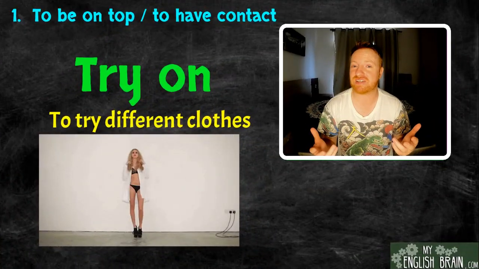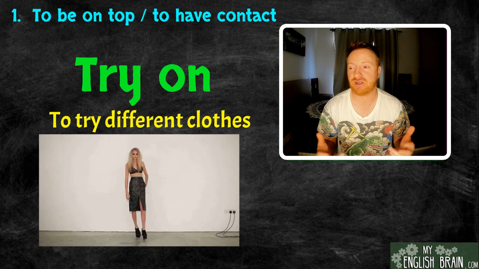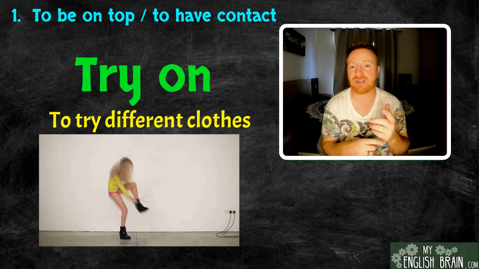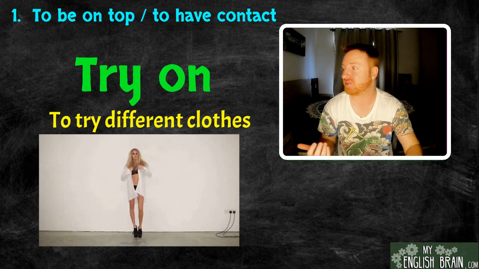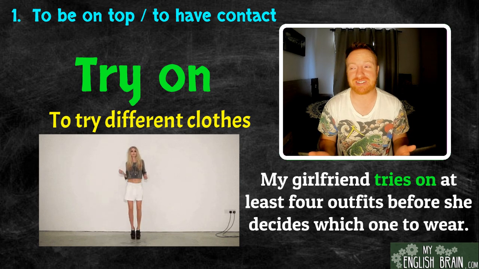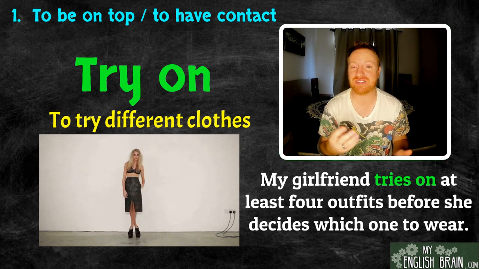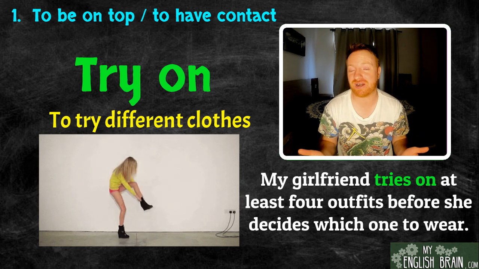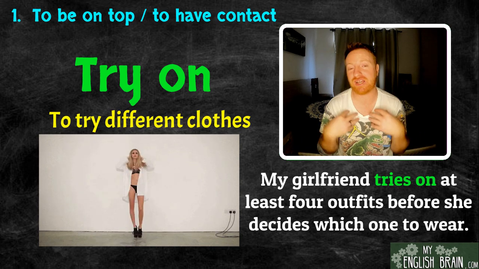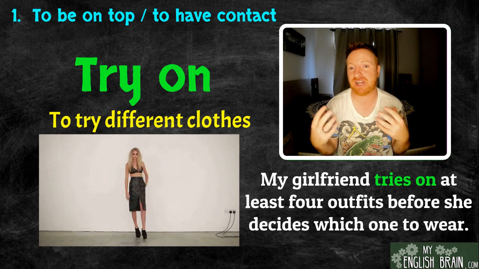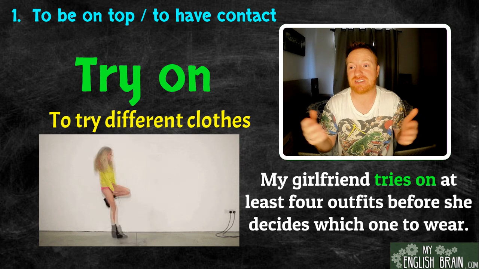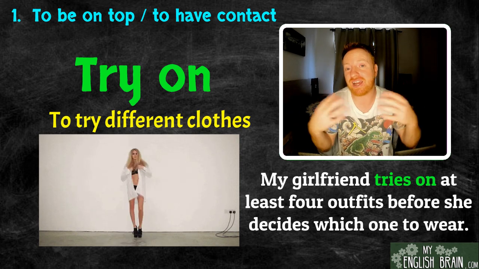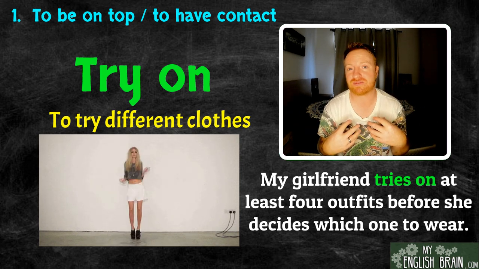We also see this idea with try on. Try on means to try different clothes and put them on. So for example, my girlfriend tries on at least 4 outfits before she decides which one to wear. This is the idea that she's putting on many different outfits and types of clothes to see if she likes it, to see if it fits. She tries on lots of clothes.